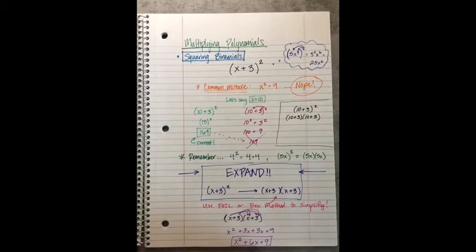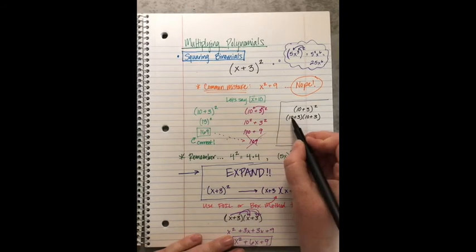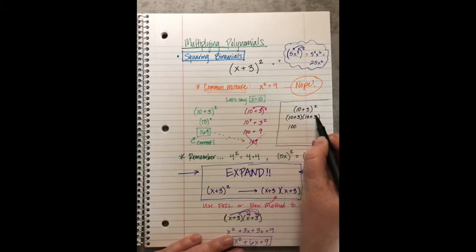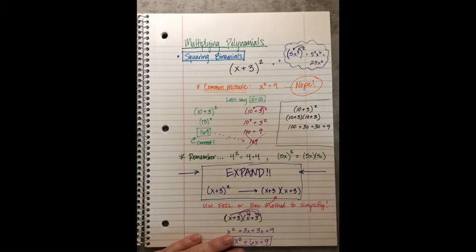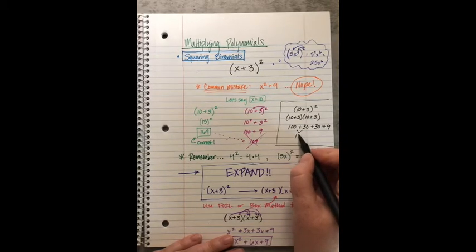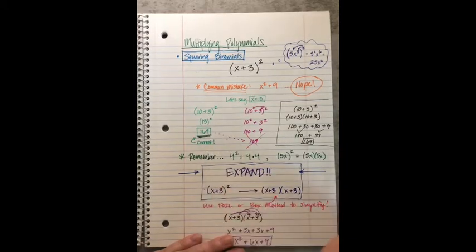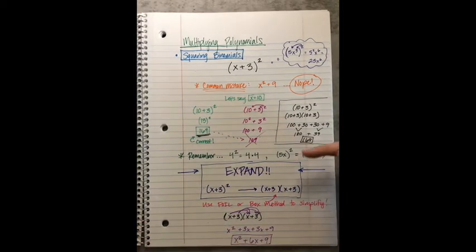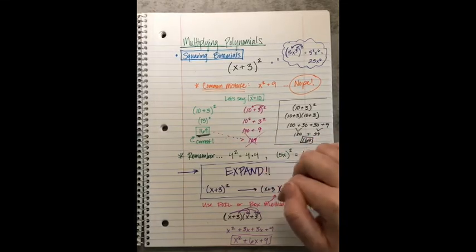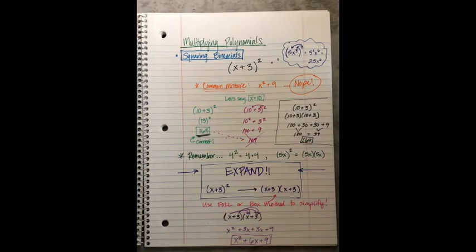If we were to use FOIL, let's see what we get. First, we would do 10 times 10, which is 100. 10 times 3 is 30. 3 times 10 is 30. 3 times 3 is 9. Let's add this together. That makes 130. This makes 39. Add that up and you get 169, which we knew was the correct answer. Okay? So this way of expanding it out and then using FOIL or box method is really the only way to do it.